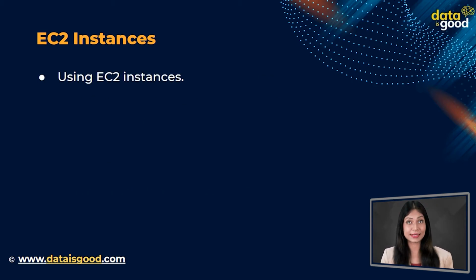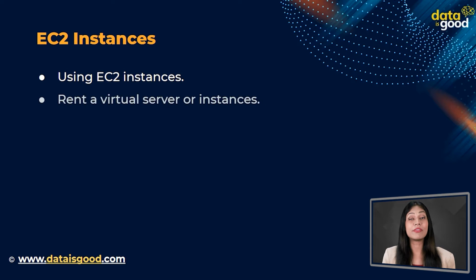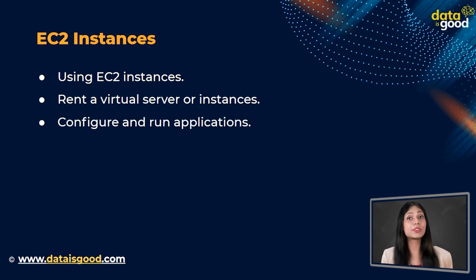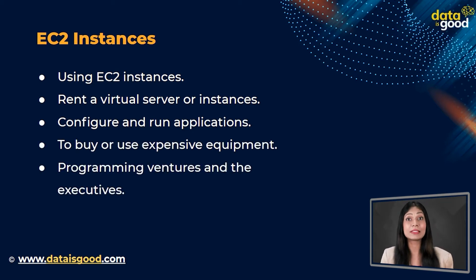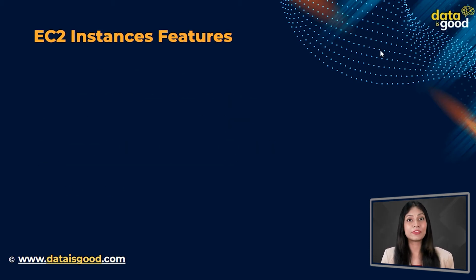Using EC2 instances, an EC2 user can rent a virtual server or instances as needed and configure and run applications on them. AWS EC2 instances can eliminate our need to buy or use expensive equipment and programming ventures and the executives. Amazon EC2 is really very useful because it enables users to scale up or down easily. We saw what EC2 instances are, and now we will talk about some important features of using EC2 instances.